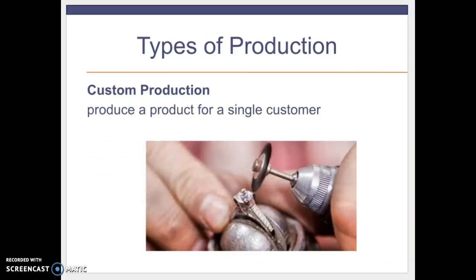And the last type of production we'll talk about is custom production. Each item in custom production is produced individually, usually by an artisan, craftsperson, or tailor. This is to meet the specific needs of a customer. Machine shops are known for custom work. They can produce custom machines, custom repairs, for products that are no longer available.